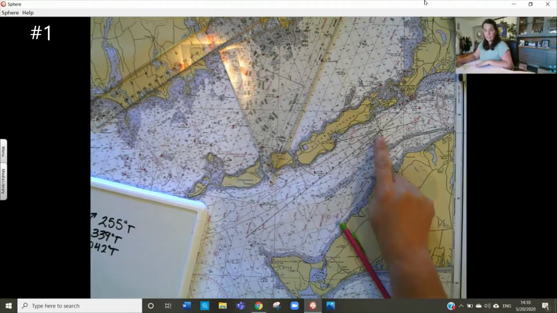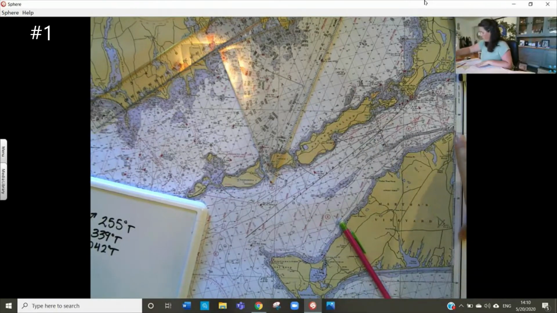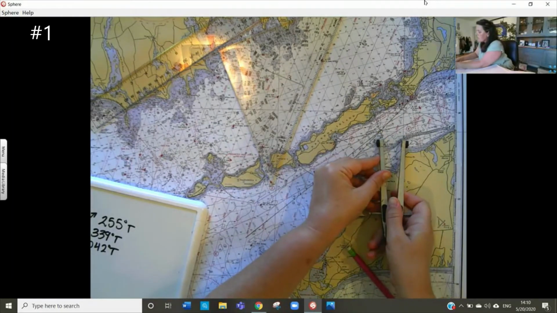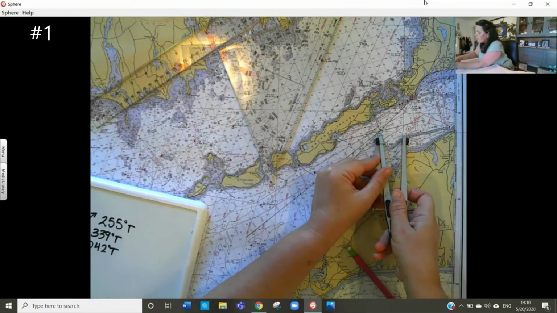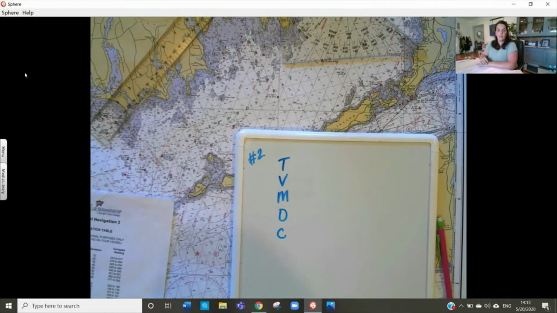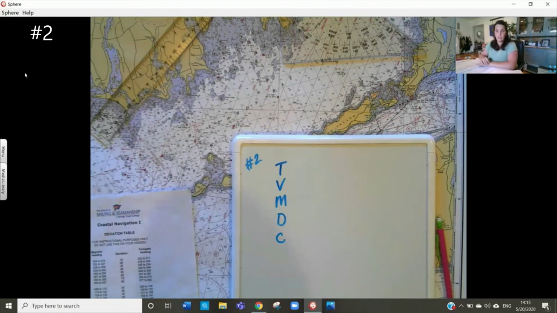Okay, so to read latitude, this reaches all the way across, so I have 41 degrees, 28.8 minutes north. For longitude, I'm going to use the distance here, and then bring it down. And I get 70 degrees, 41.9 minutes west.